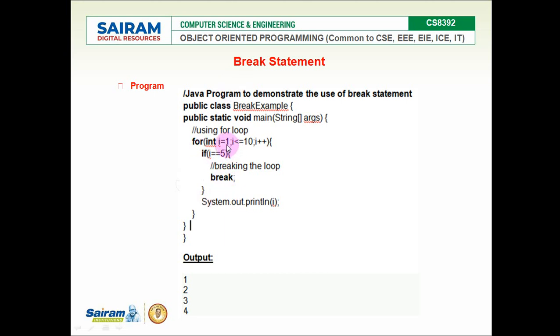So i goes 1, 2, 3, 4, and when it reaches 5, it is terminated or exited from the loop. While printing, i equal to 1, 2, 3, 4 is printed. When i reaches 5, it comes out of the loop, so it won't display the value of i after 4. That is how the break statement terminates the loop.